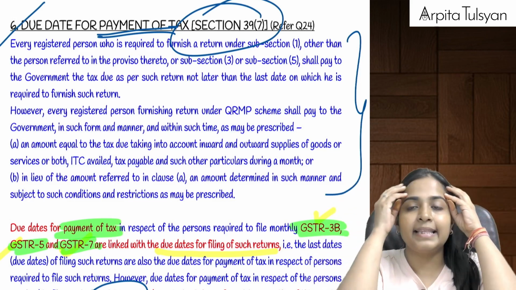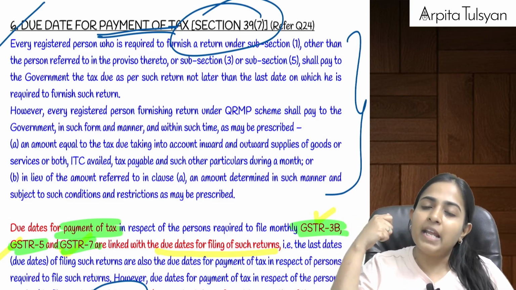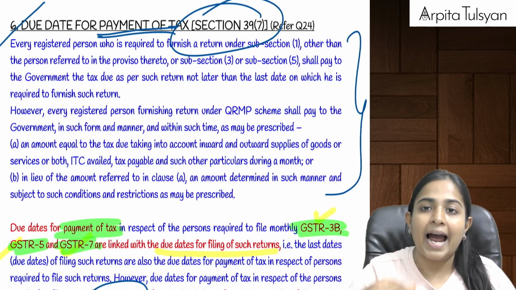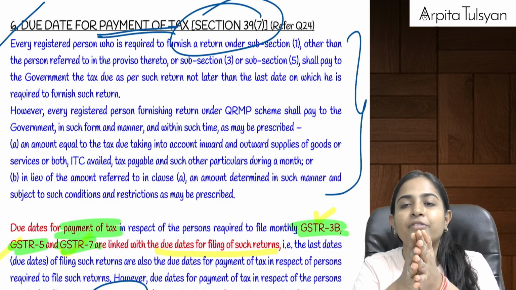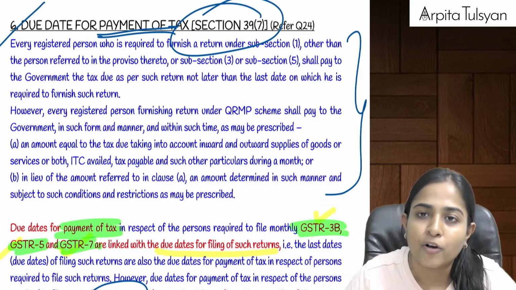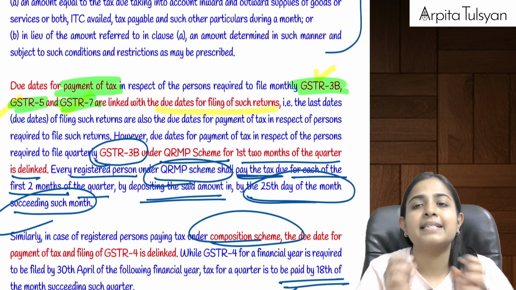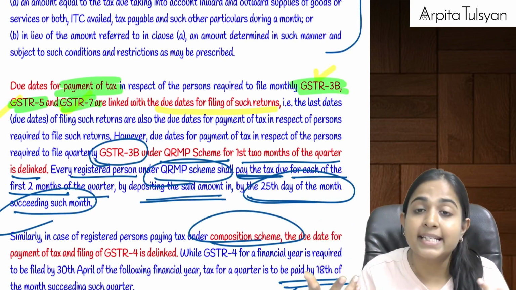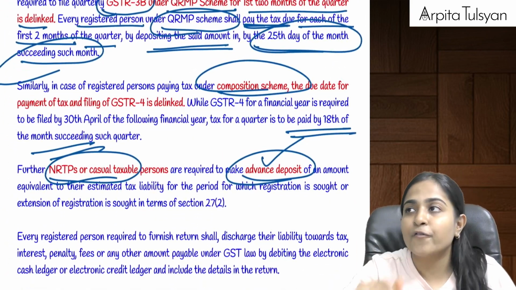By default, under GST, whenever you are required to file the return, at that time you are required to pay the tax. Which date is linked with which date? The date of filing of returns is linked with the date of payment of the taxes. But in some cases it is delinked. For example, in case of the composition scheme.